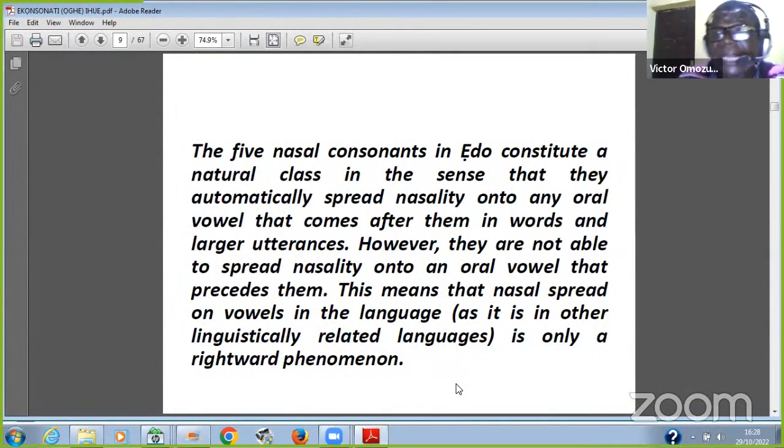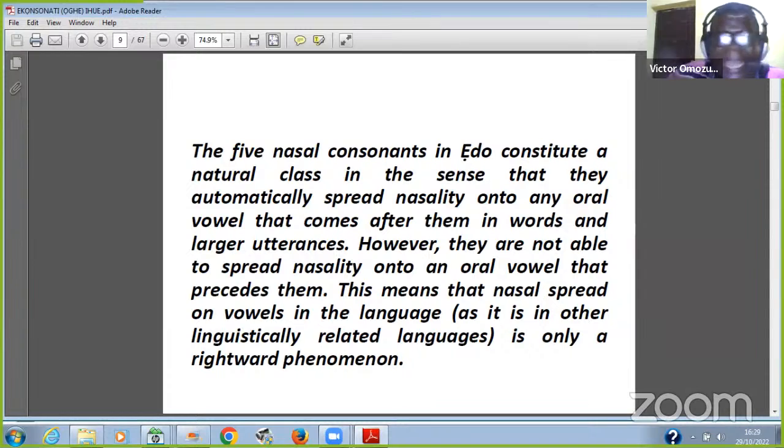So it is only when the oral vowel is after the nasal consonant that it can be nasalized. It becomes a nasalized vowel. But the one that precedes that nasal consonant cannot be nasalized, as an anticipatory nasal phenomenon. It is not possible. So that is why all Edo words, all Edo nouns begin only with oral vowels. They cannot begin with a nasal vowel.